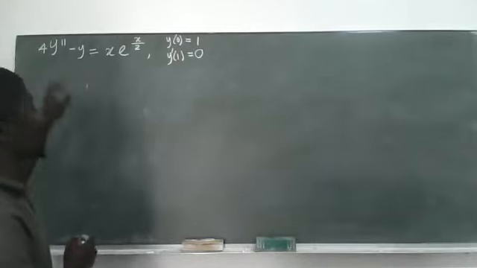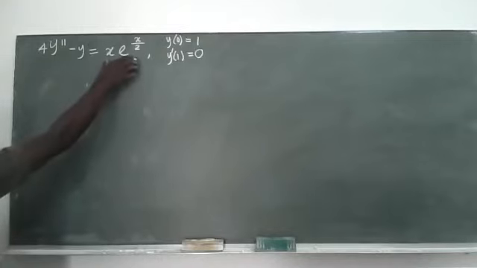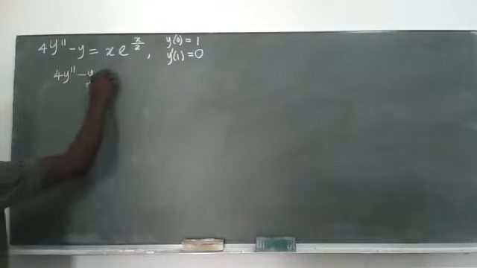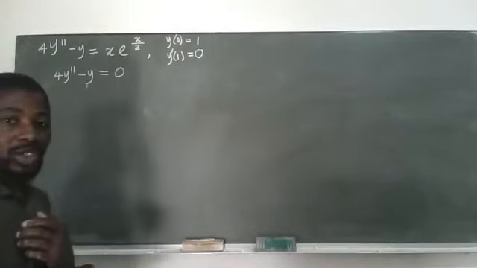So we need to assume a homogeneous ordinary differential equation. We set the right hand side equal to 0 and we end up with 4y'' minus y is equal to 0. This is the assumed homogeneous equation.